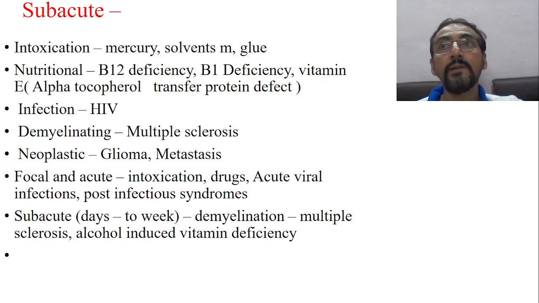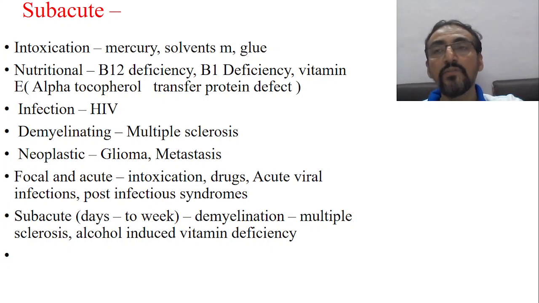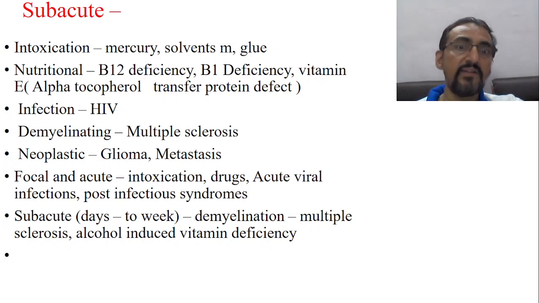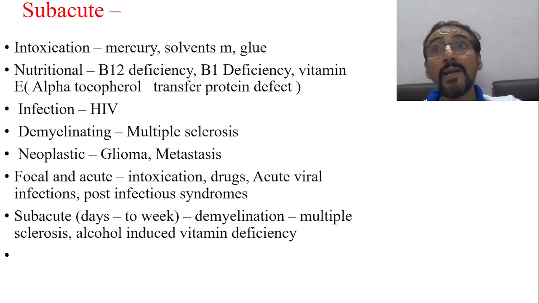Now infections like HIV, then demyelinating disorders, they cause subacute ataxia. For example, multiple sclerosis is one example of subacute ataxia. Here there is demyelination going on, because of which there will be ataxia. Then sometimes neoplasm, any tumor pathology, benign tumors, or those pressing particular areas of the cerebellum like glioma or sometimes metastasis, may also cause ataxia.